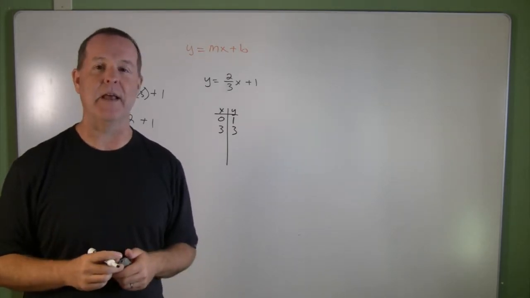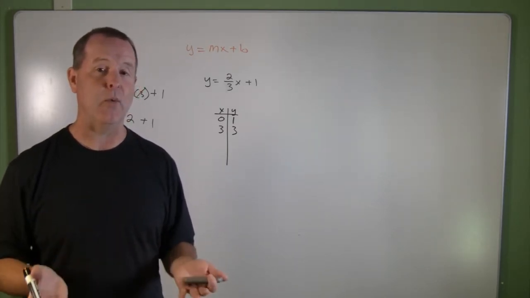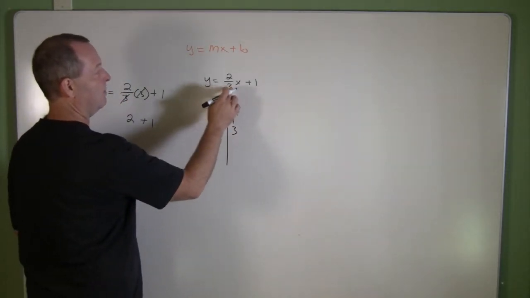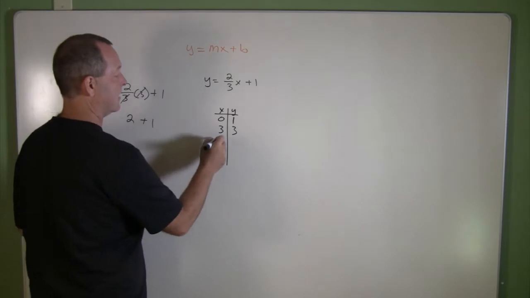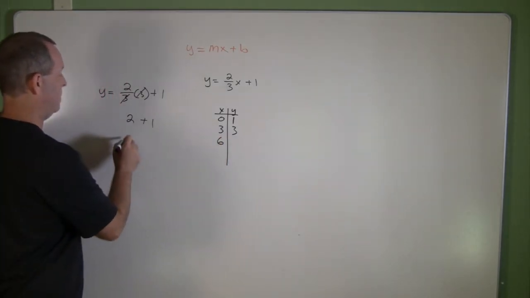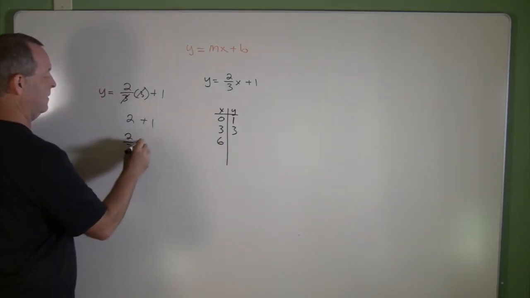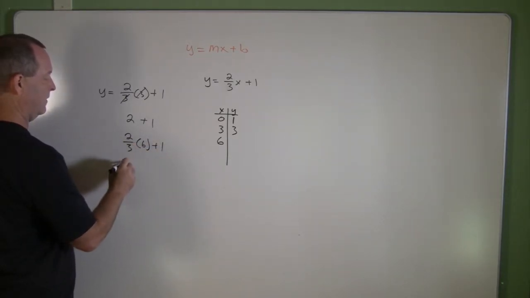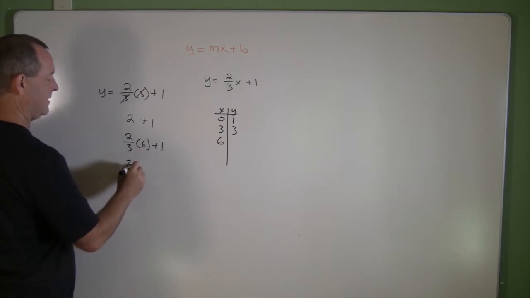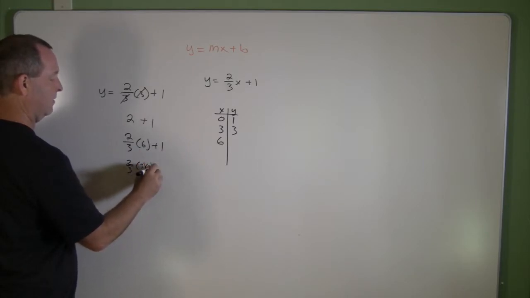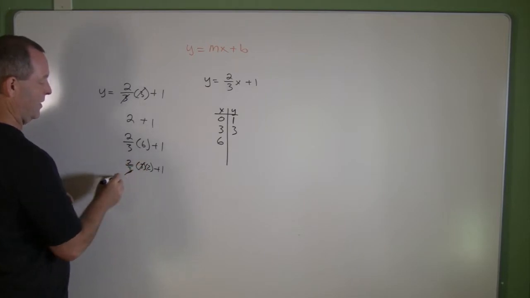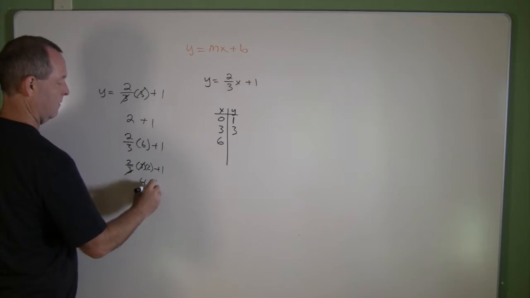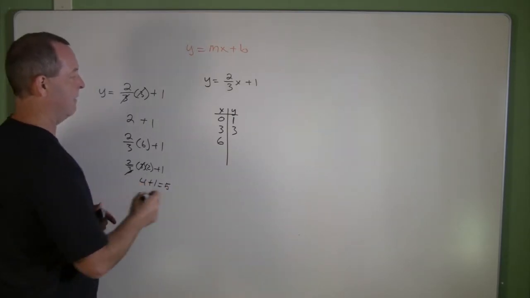Is there another number that's a possible fraction killer that we could use? Well, basically anything that's a multiple of 3. I can choose 6. So 2/3 times 6 plus 1. Well, I'm going to break the 6 down to a 3 times a 2, plus a 1. One 3 cancels out with the other 3. I'm left with 2 times 2 plus a 1 equals a 5.